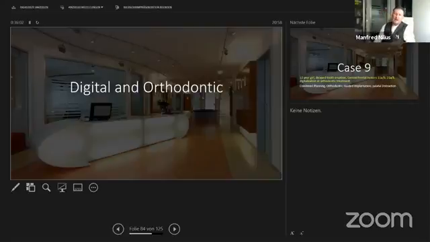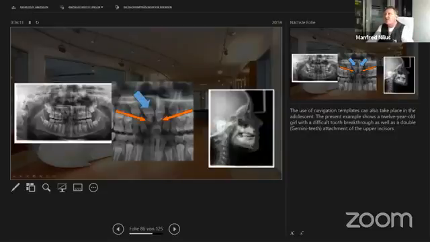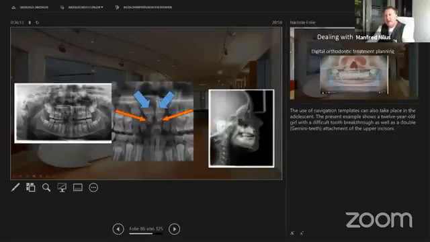So what we use for full arch reconstruction is digitalization, the combination of intraoral scan and DVT, and the data matching, and we can also use it for digital orthodontic treatment. The template-based implantology is well known, but you can also use it for ortho. In this case, we have used navigation templates for an adolescent, and the present example shows a 12-year-old girl, almost 13, with a difficult tooth breakthrough, as well as a double Gemini teeth attachment of the upper incisors.